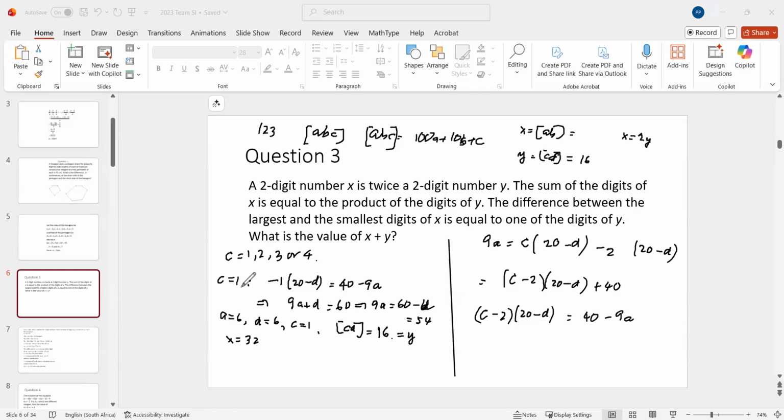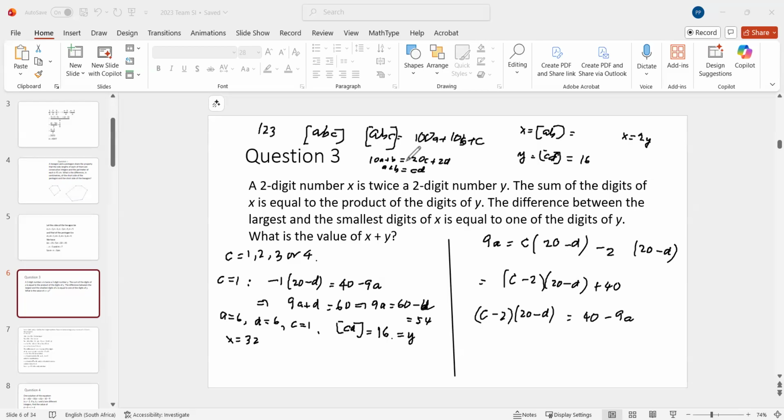When C is equal to 1, somewhere along the line, I made a mistake. Our original equations were 10A plus B, that's your X, is equal to 2Y. So there's 20C plus 2D. And then you had A plus B is equal to CD. You had 9A equals C into 20 minus D. Right? Oh, so this was plus 2D.